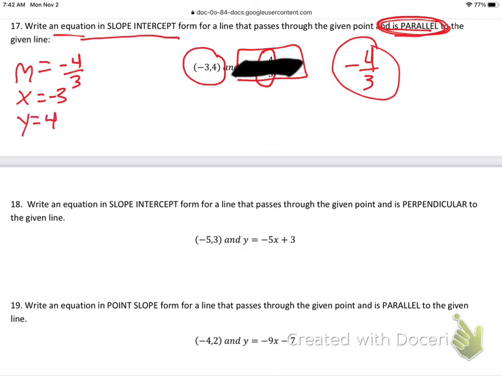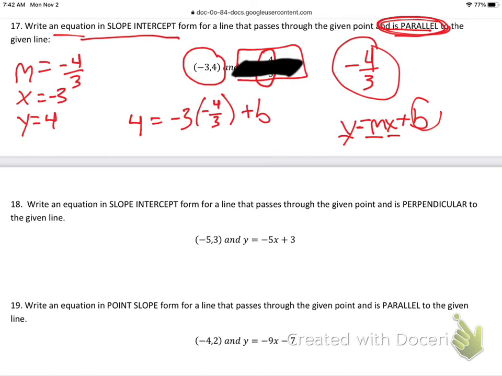So now, slope-intercept form is y equals mx plus b. I've got 3 of those 4 things, the y, the m, the x, and the b. Plug them in, find the b, and it's just like we were doing before. So I would have 4 is equal to -3 times -4/3 plus b.